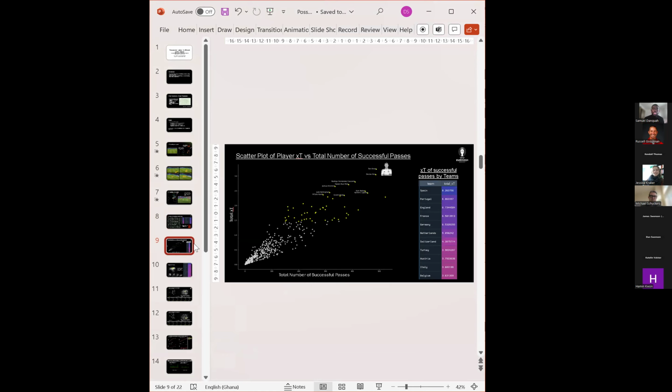And it was interesting to map a scatter plot to show which players had the most expected threat throughout the entire tournament. And guess what? Toni Kroos, who is noted to be a very creative player, was higher on that scale. He had the most successful passes and also the most expected threat. This is to say that he made lots of passes that ended up in dangerous areas where his team could potentially score a goal.